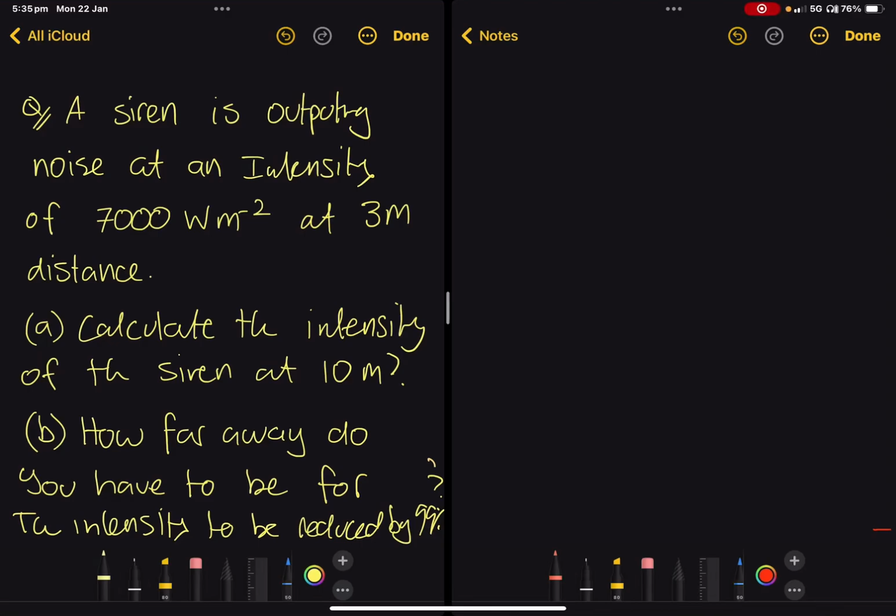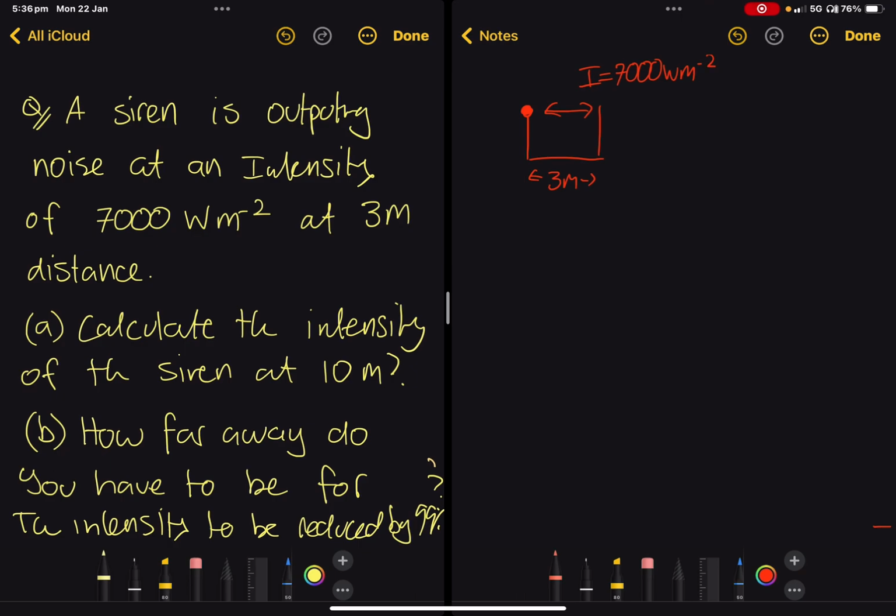So now we're going to take a look at another question from Waves and Thermodynamics. This one is about intensity, and in fact this is a question about a siren. We are told a siren, which is a point noise source, some kind of speaker, is outputting noise at an intensity of 7,000 watts per square meter at a distance of 3 meters. So we're very close to the siren, 3 meters.